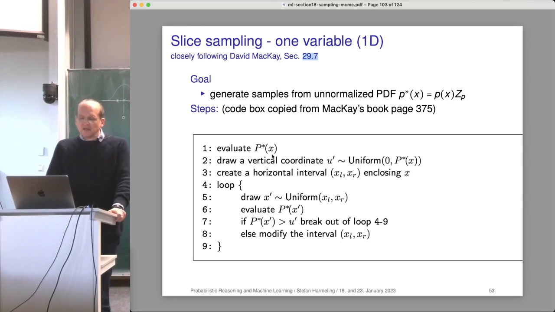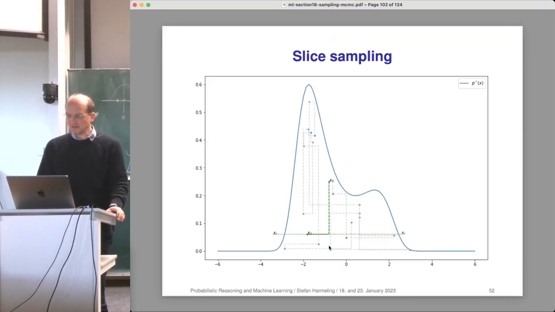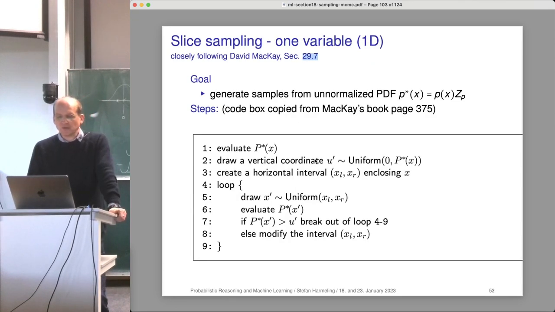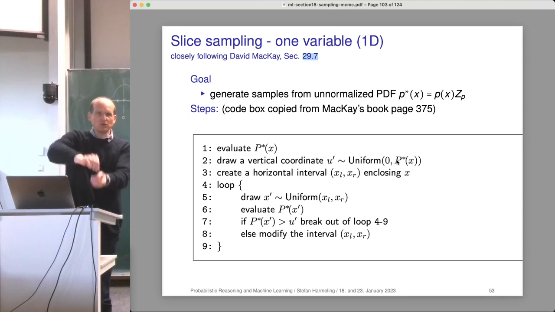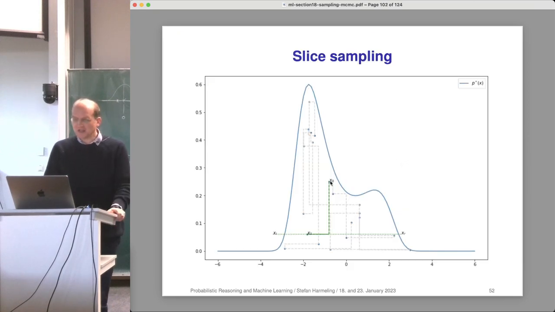So I'm at a certain location, and I need to calculate my P star. So that is just giving me the height where I currently am, of the blue line. In the second step, I'm drawing a vertical coordinate for my data point. Flipping back to the picture, I'm starting at x0. My P star is up here, and then I'm vertically drawing uniformly a new random location, which in this case is down here. So that would be my new vertical component.